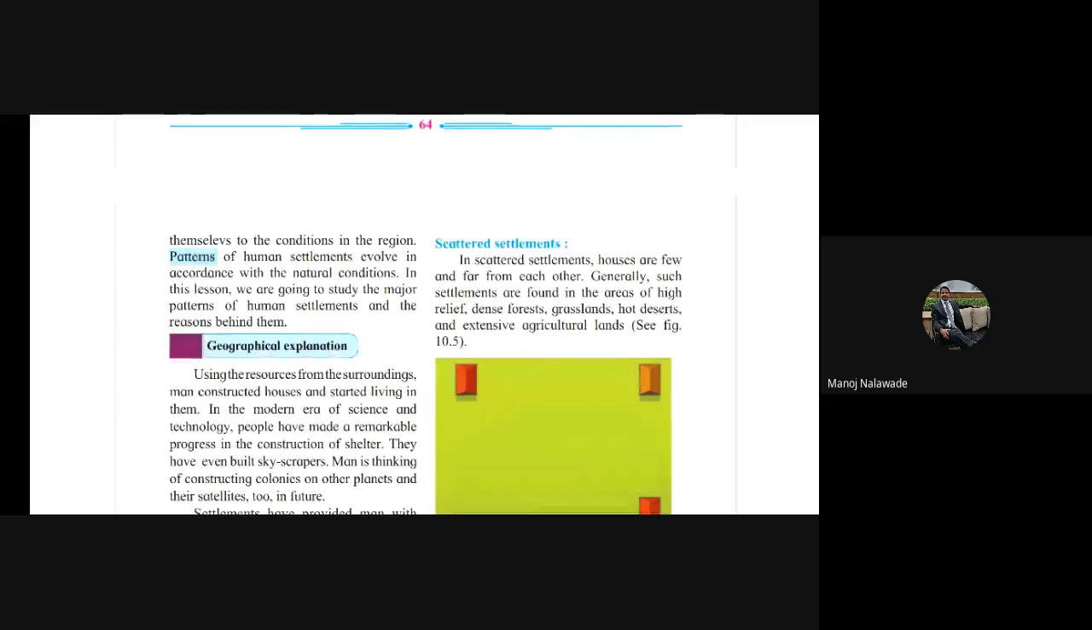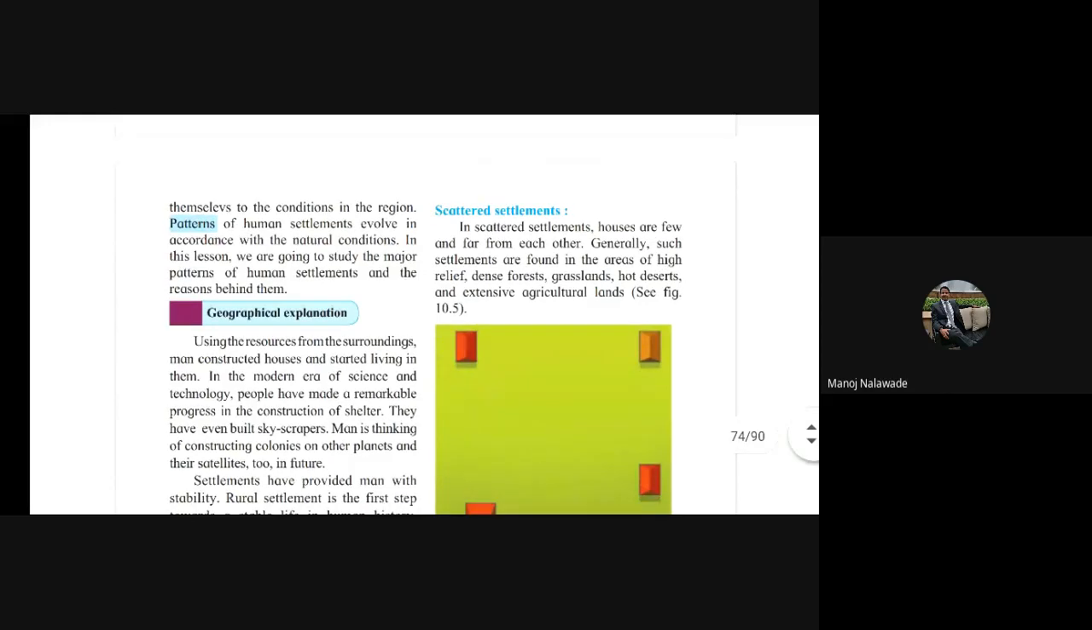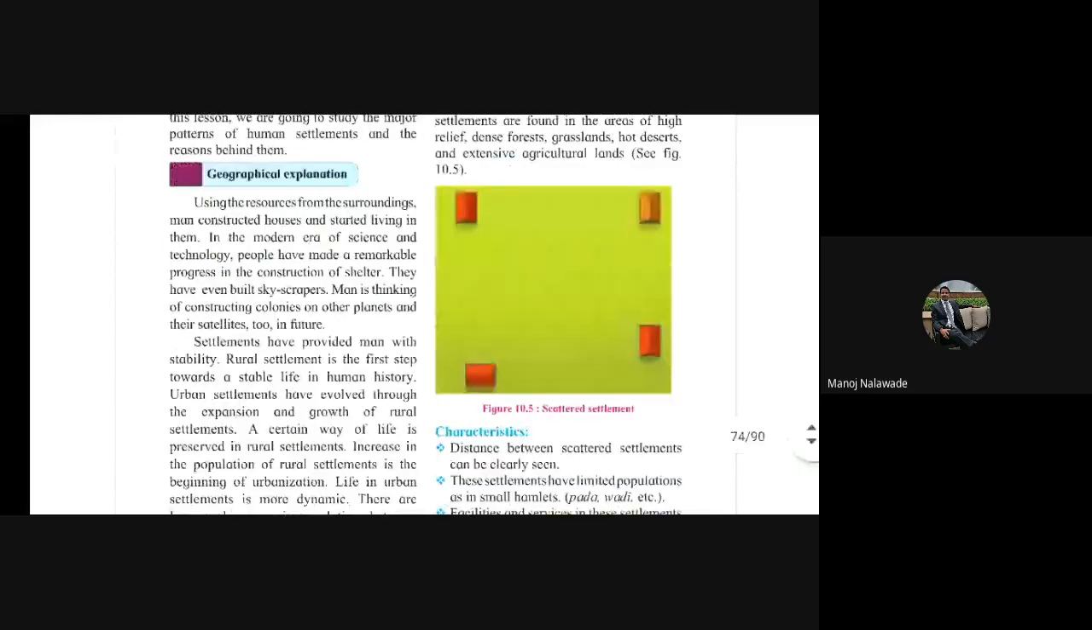In this lesson, we are going to study the major patterns of human settlements and the reasons behind them. Here now the types of settlements come. So let's see the geographical explanation. What we have seen is that human settlements evolve as per the natural conditions at those places, and they adapt themselves to those natural conditions using the resources from the surroundings.